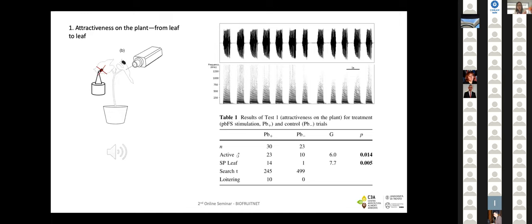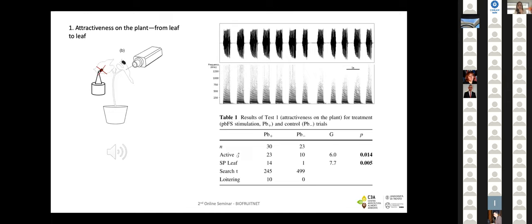In this case, of course, we are not a female, so we couldn't emit the signal in alternation with the male, but the playback was looped continuously on the plant. It was observed that males were more active in presence of the playback, and they were reaching the leaf where the playback was positioned, so where the vibrations were coming from, more often and in a shorter time. So they were also wandering around less when the playback was present.